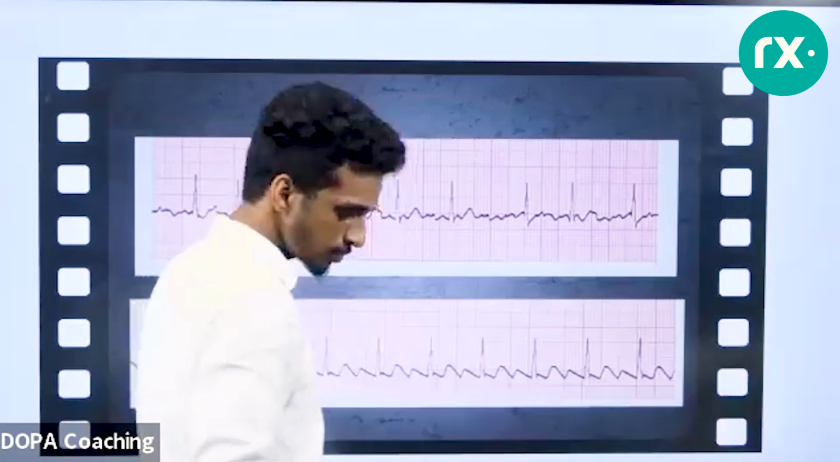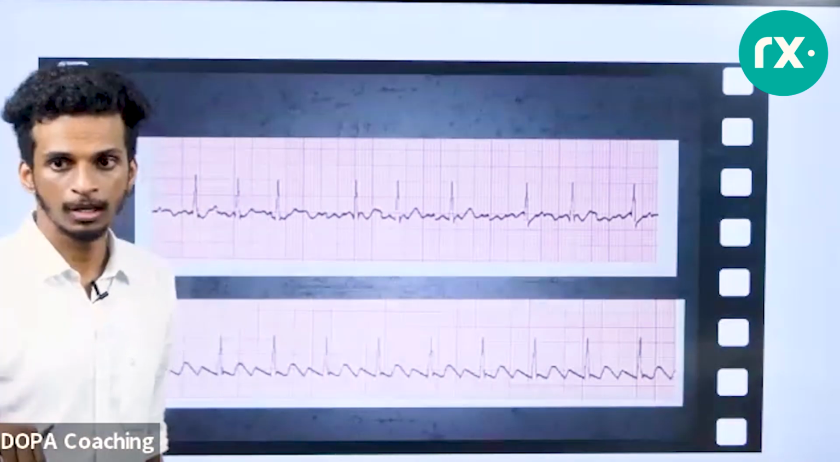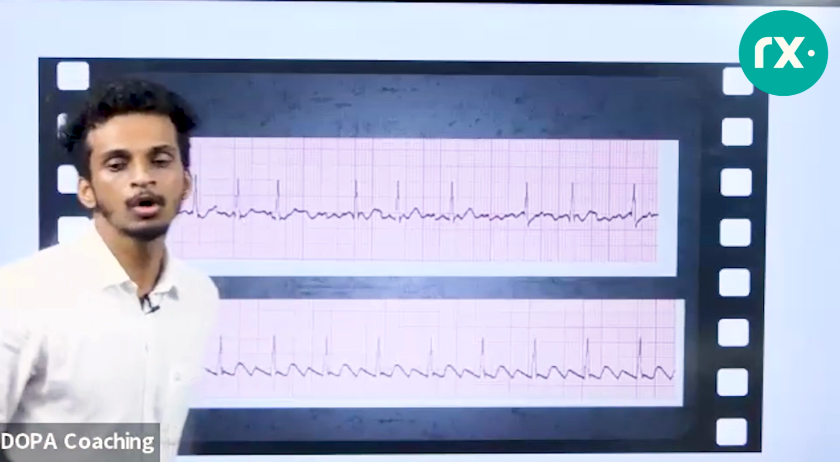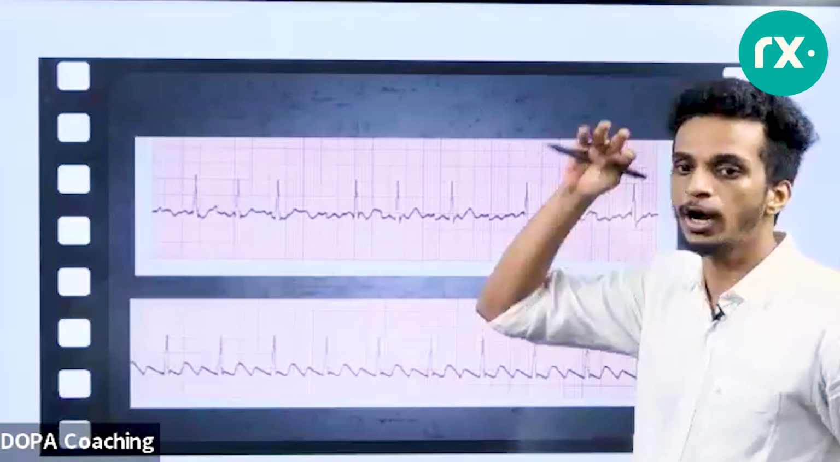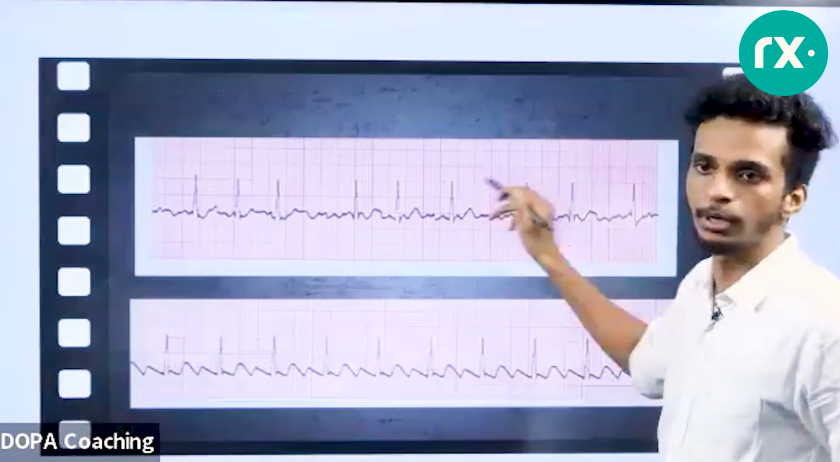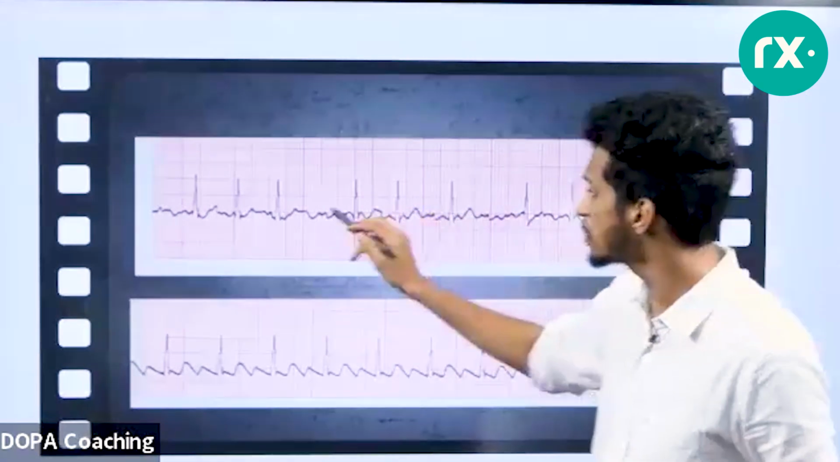So speaking about this ECG, let's see some ECG. As I promised you at the beginning of the session, I'll be bombarding you with many ECGs. So you just need to diagnose what all these are. So first, look at this ECG.